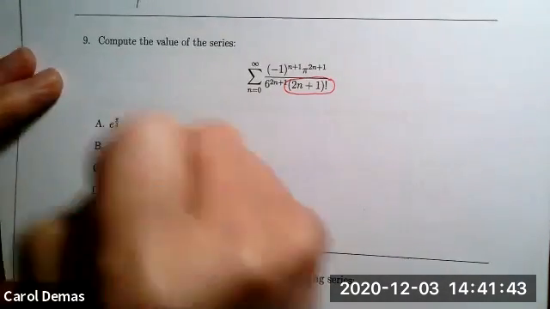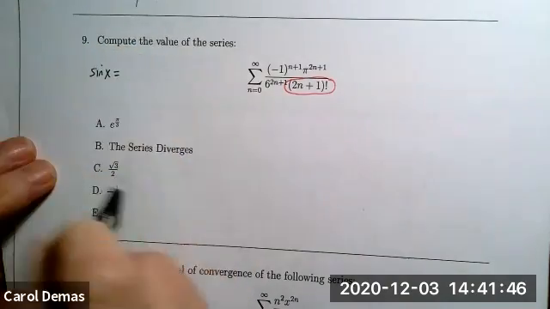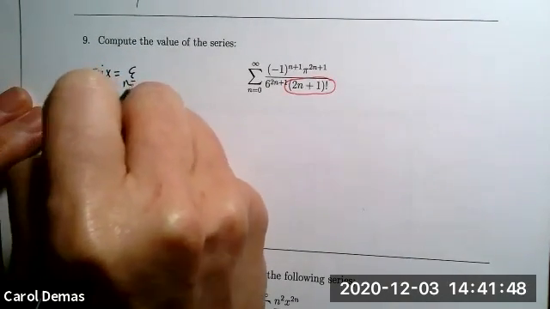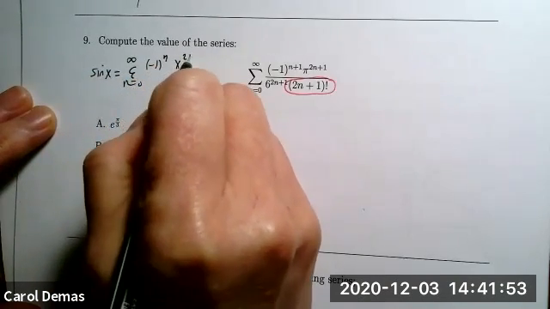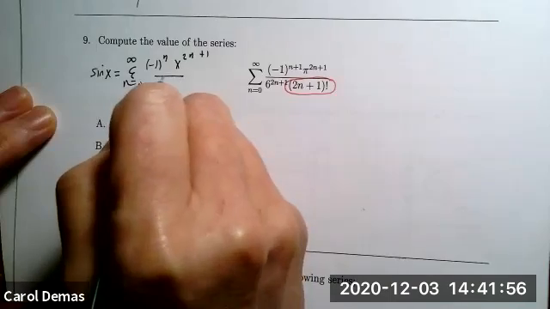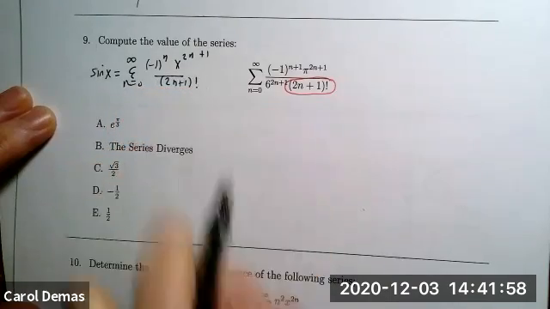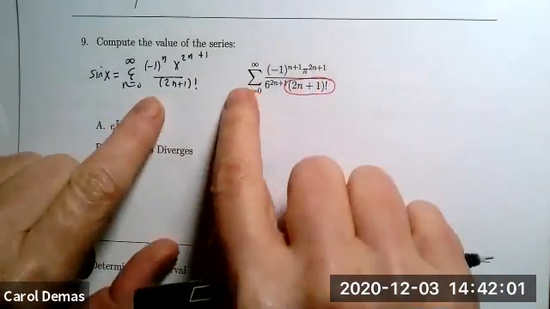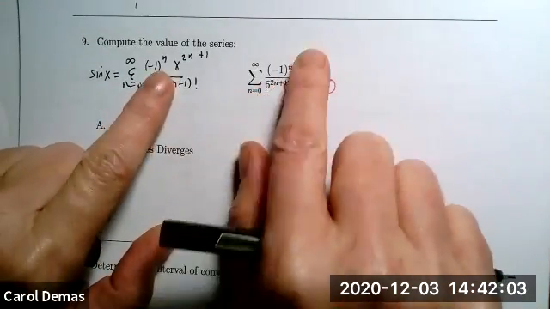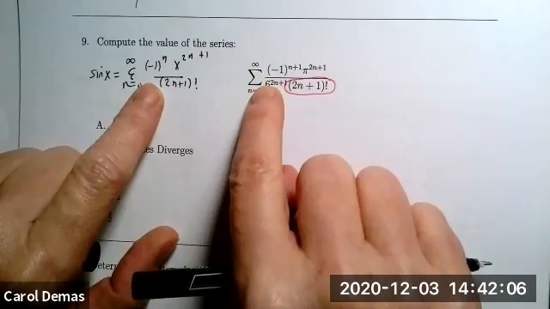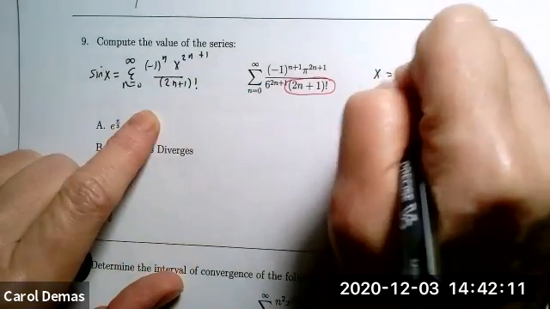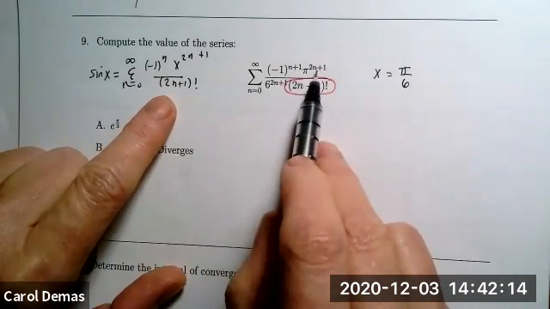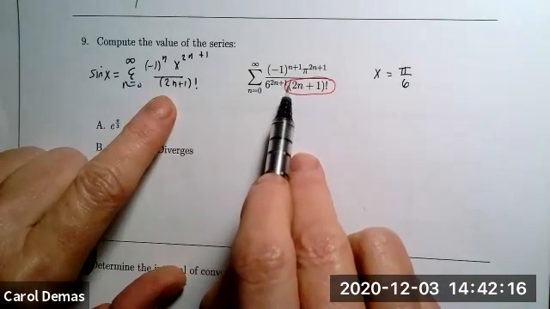Okay, so sine of x is the sum from n equals 0 to infinity of (-1) to the n, x to the 2n plus 1, over (2n plus 1) factorial. What did they plug in for x to get this? Does anybody see what x has to be? Pi over 6. Yes, x is pi over 6, because we have pi to the 2n plus 1 over 6 to the 2n plus 1.